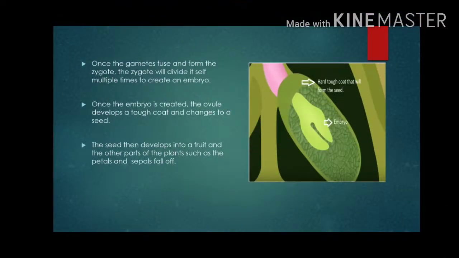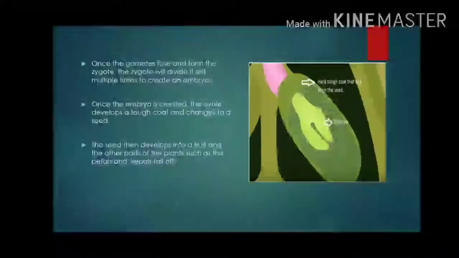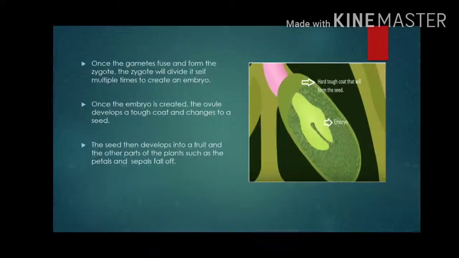Once the zygote is fertilized, the zygote will form an embryo, after which the ovule will produce a tough coat and turn into a seed. Then this seed will turn into a fruit that is the end result of the reproduction in plants.